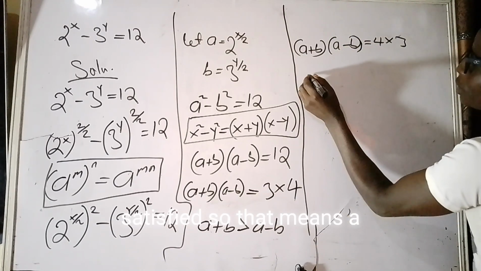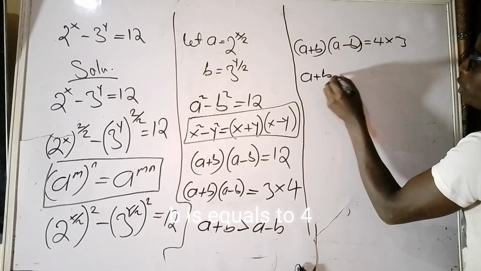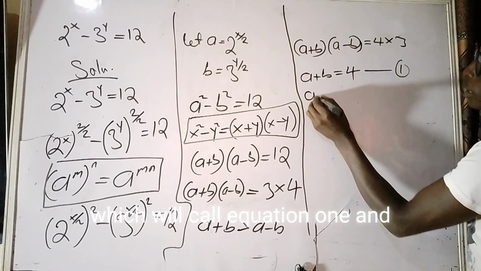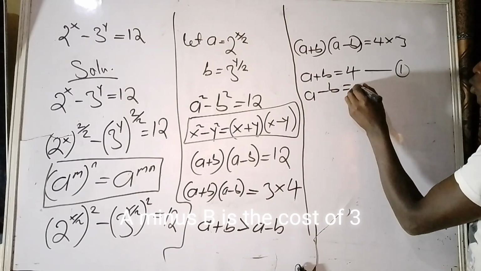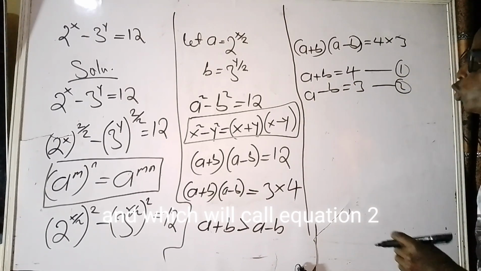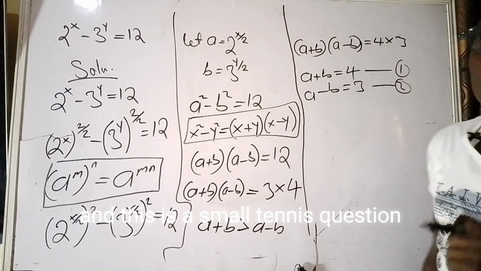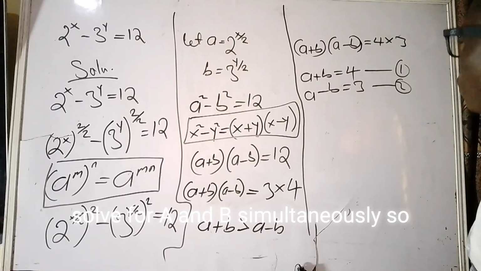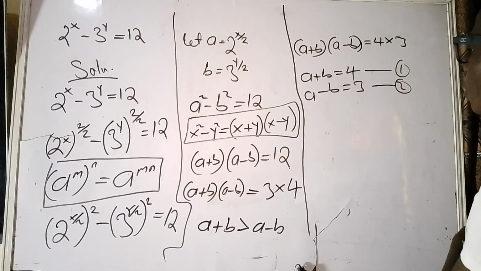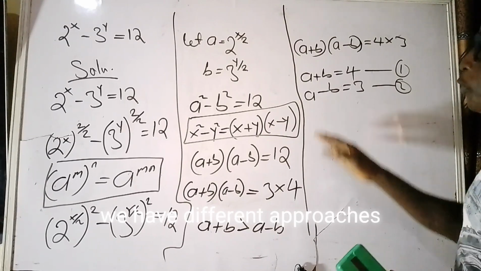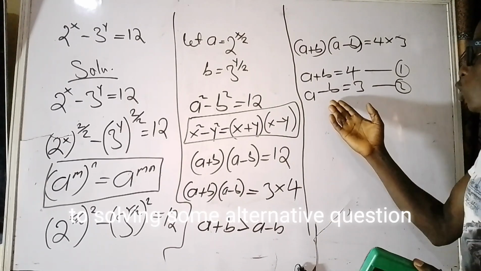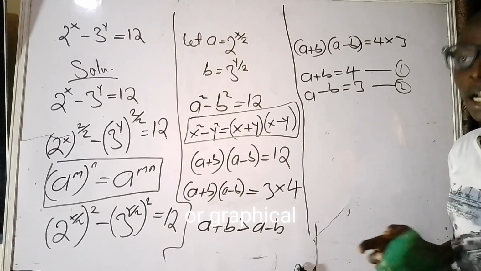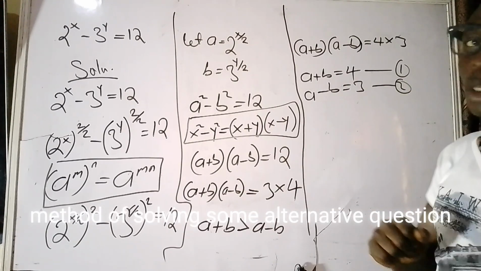So that means a plus b is equal to 4, which we call equation 1, and a minus b is equal to 3, which we call equation 2. And this is a simultaneous equation which we must solve for a and b simultaneously. We have different approaches to solving simultaneous equations: substitution, elimination, or the graphical method.